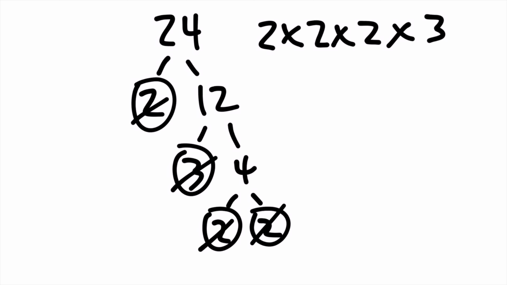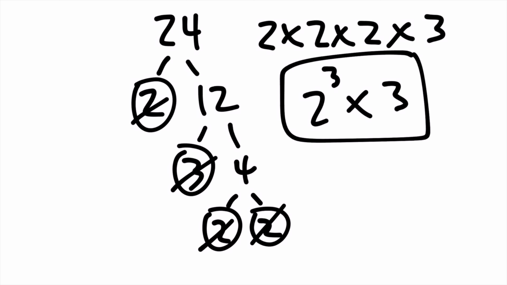Now that's the prime factorization for 24. And you can leave it like this. However, I'm going to write it using exponents, and I'm going to write 2 to the third power times 3. But either way is correct.